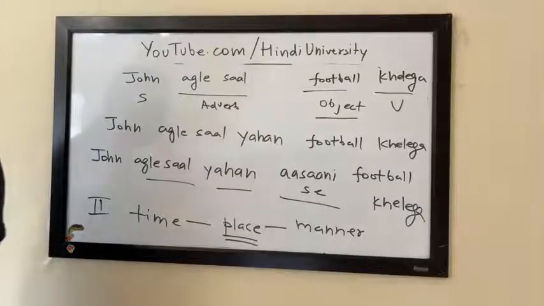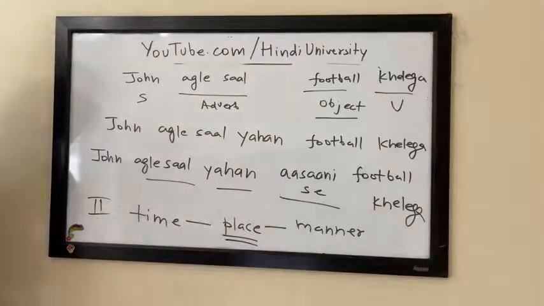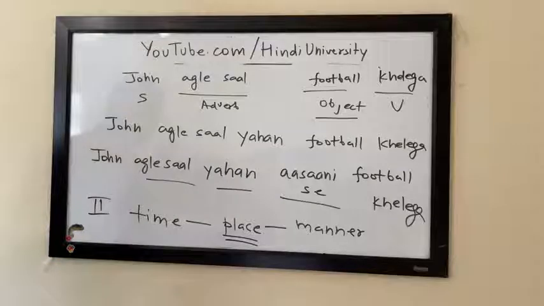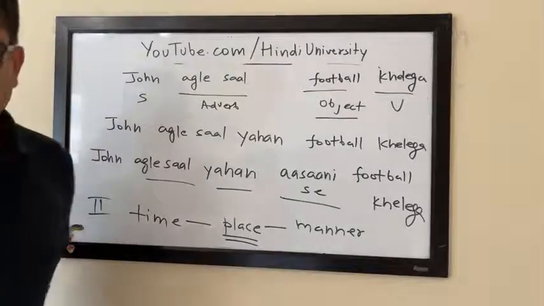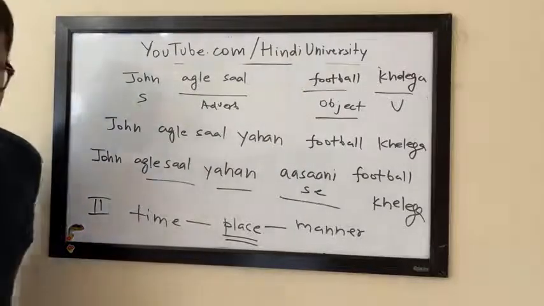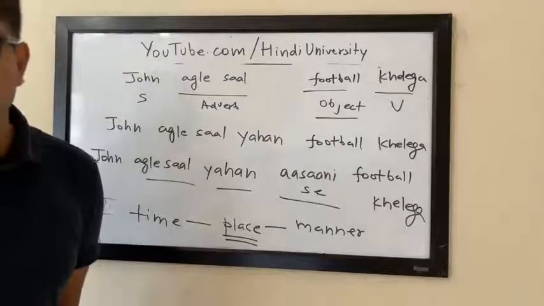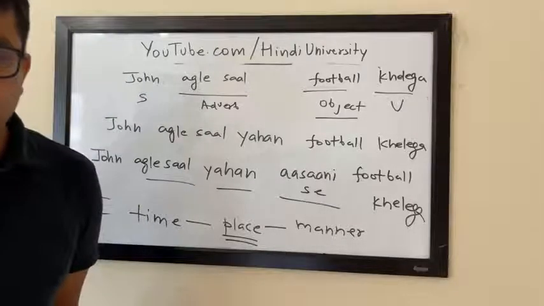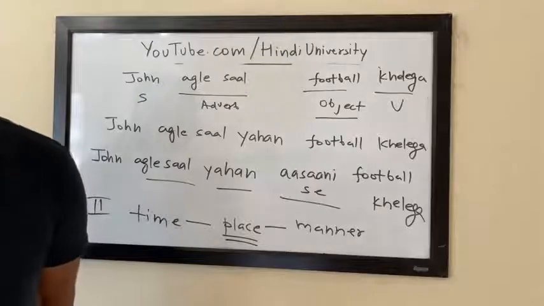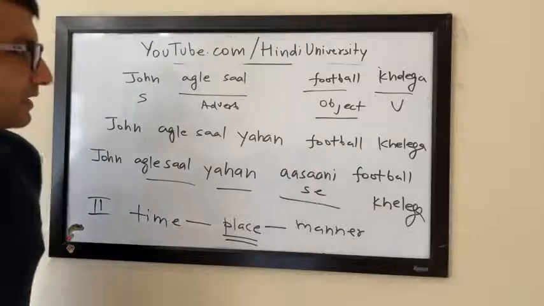You want to make one more variation? John, आसानी से, यहाँ, अगले साल, football, खेलेगा. Very good. That's absolutely correct. You can say that. Okay. So that's basically placement. This section is basically placement of Hindi adverbs in a given sentence. Okay. You can put it after the subject. You can put it before the subject. Okay.